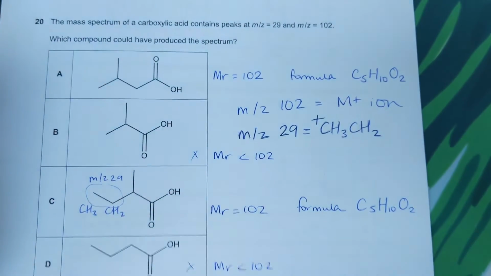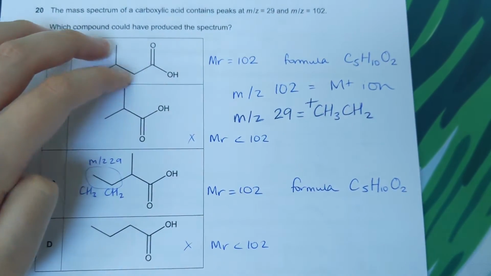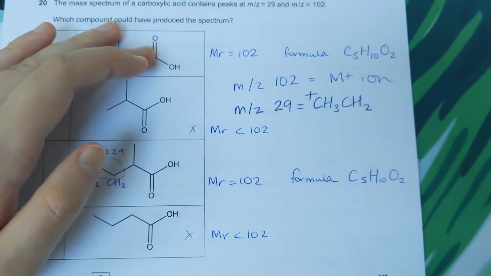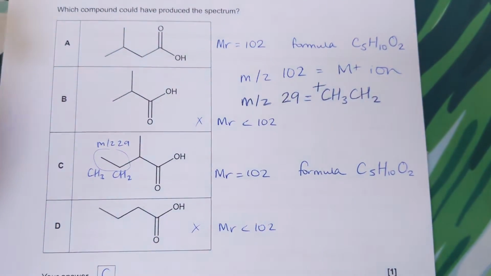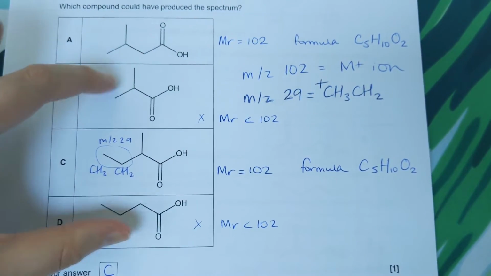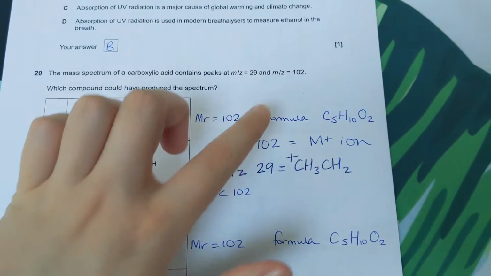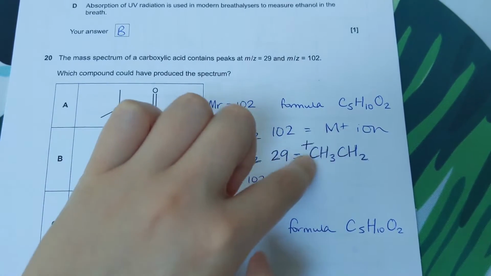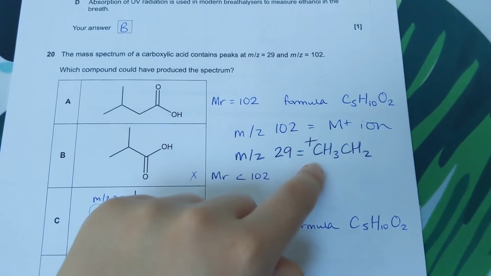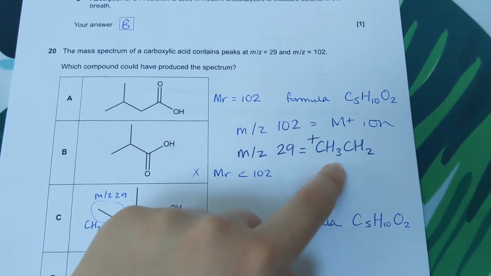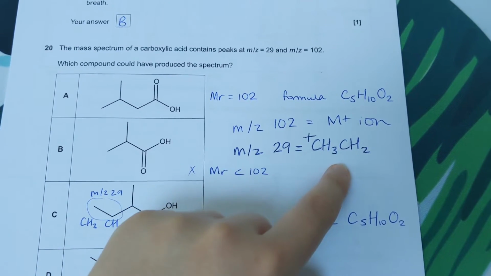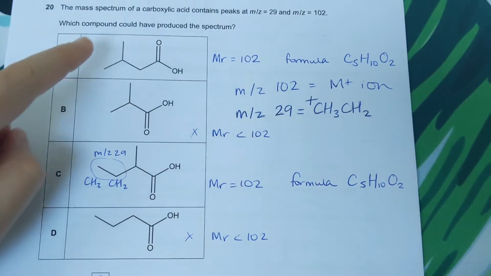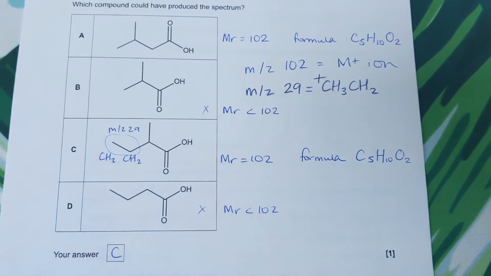So 102, that's quite a big value. So the first thing I did was to calculate the molar mass of these four compounds. And some of these have a molar mass of 102. So it rules out B and D. It can't be those. And the next thing, I figured out that this peak at 29 is likely to be an ethyl group, because carbon is 12 on the periodic table, hydrogen is 1, so we've got 12 plus 3 plus another 12 plus 2 gives 29. So we've got an ethyl here, but not on this one. So the correct answer is C.